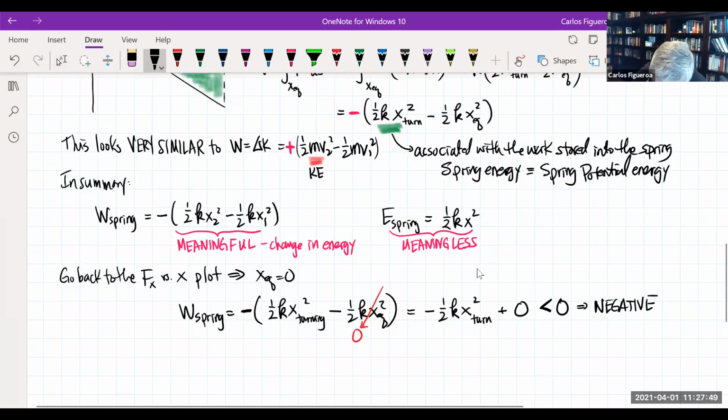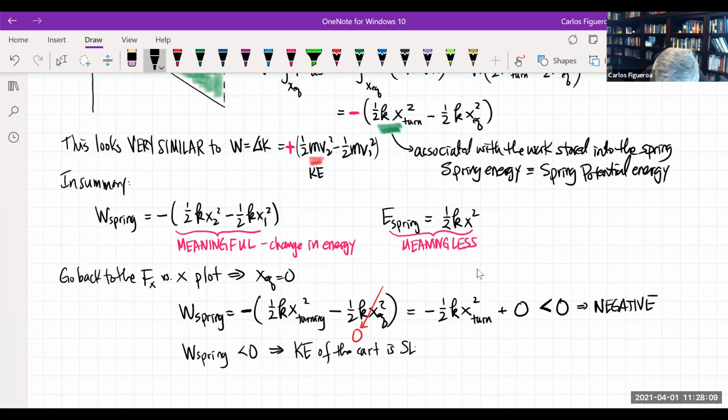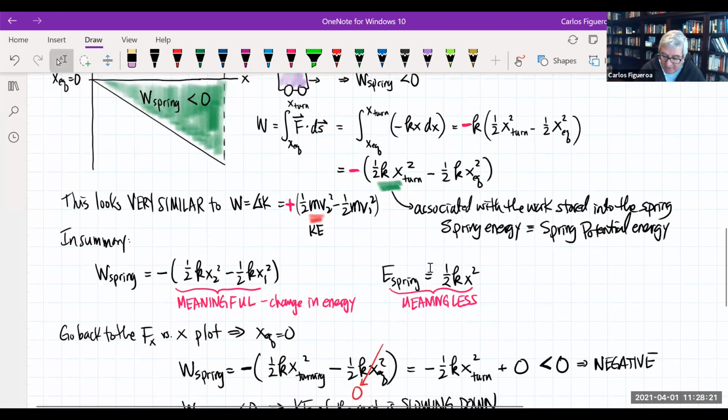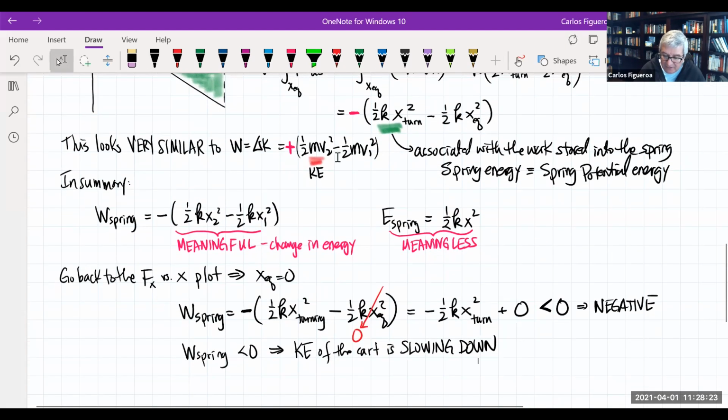So therefore, what this tells us here is that the work of the spring being negative tells us that the kinetic energy of the cart is slowing down. Exactly what we expected from the work energy term. So that's what that relationship tells us, that the energy of the spring is related to the work.